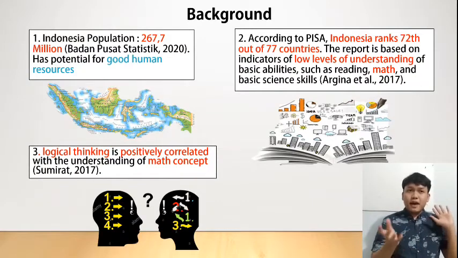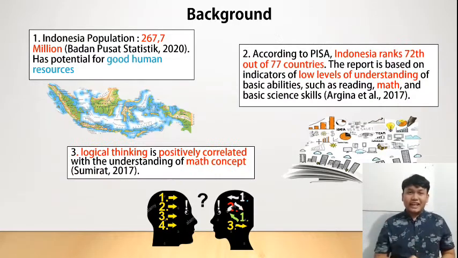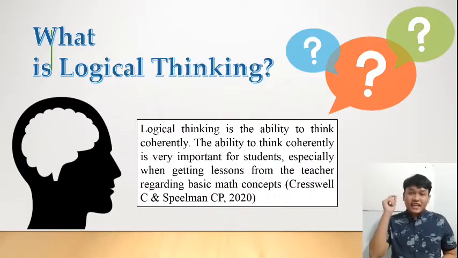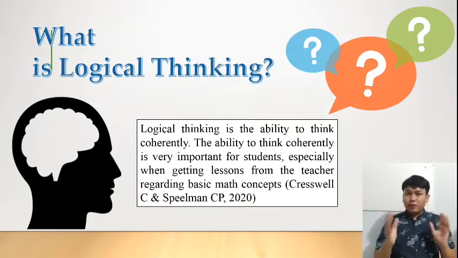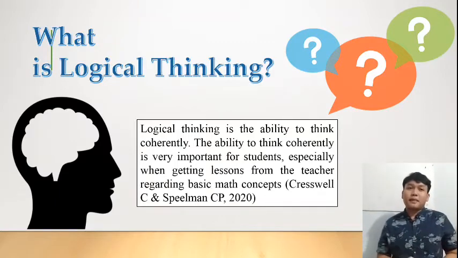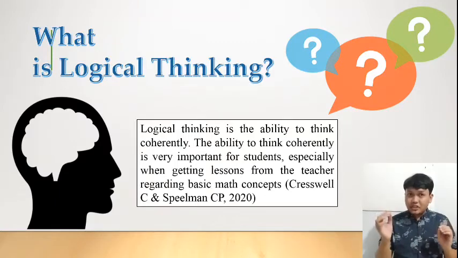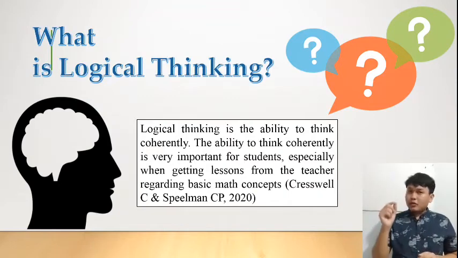Other researchers have shown that logical thinking is positively correlated with the understanding of math concepts. This is evidenced by the lower logical thinking value of someone who has a low value for math concepts than of those who have a high value for math concepts. What is logical thinking anyway? Logical thinking is the ability to think coherently. This ability is very important for students, especially when getting lessons from the teacher regarding basic math concepts. With good logical thinking, students will be able to understand basic math concepts correctly.